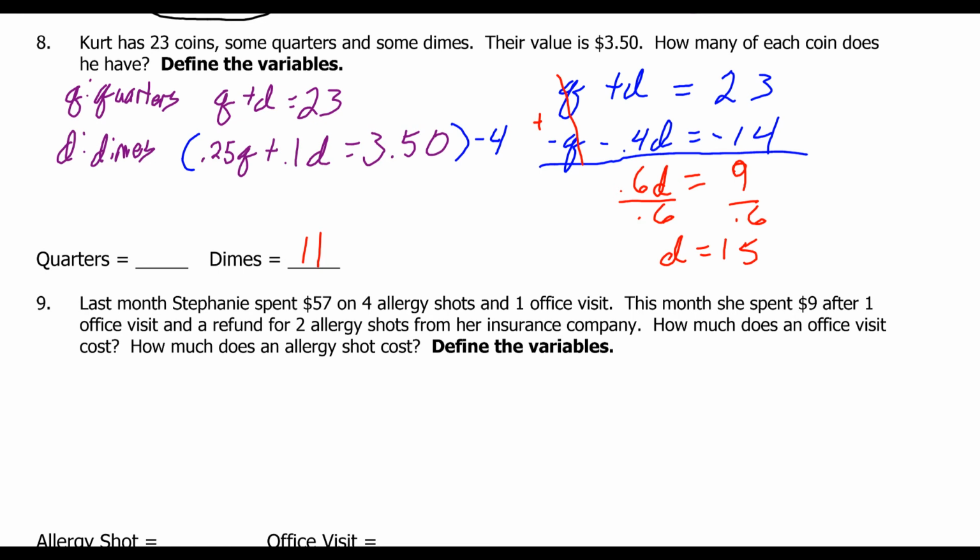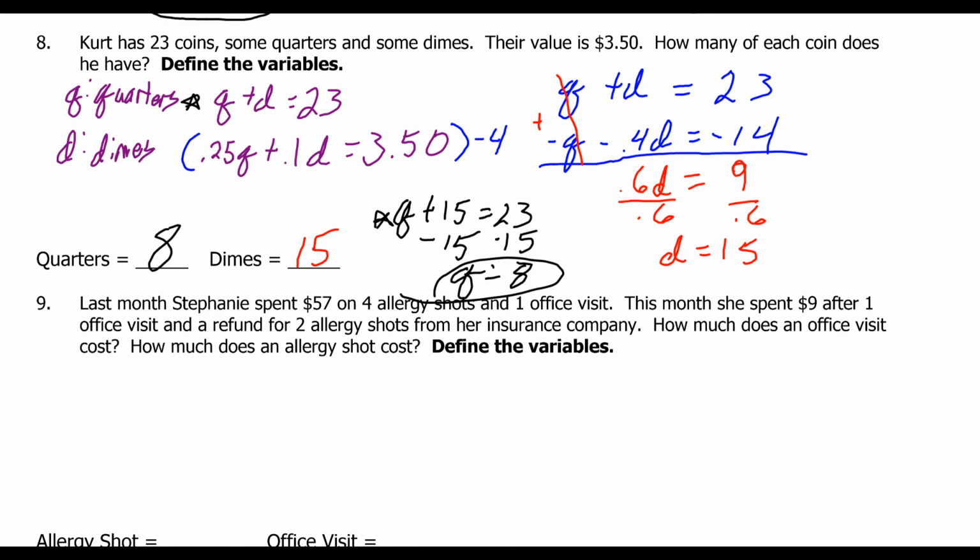That's definitely a 1, so D is 15. Now I'm going to take that 15 and plug it back into one of the original equations: Q plus 15 equals 23. All I did was plug in that 15. So I subtract 15 from both sides, and I'm left with Q equaling 8.